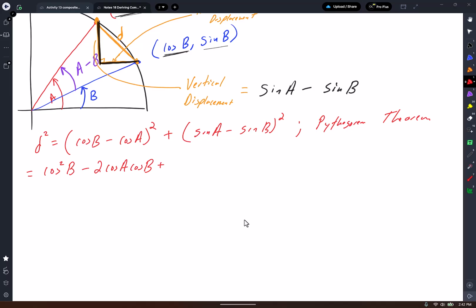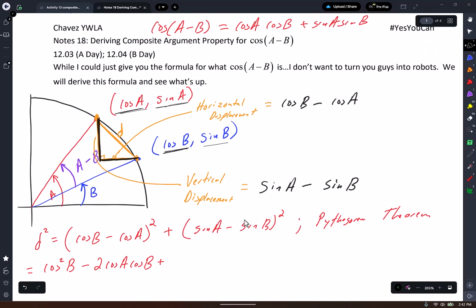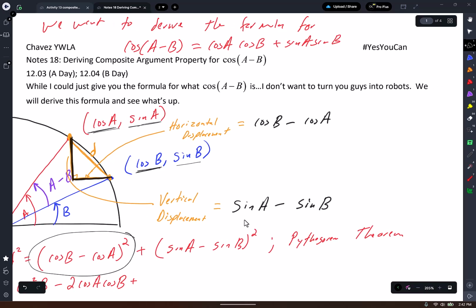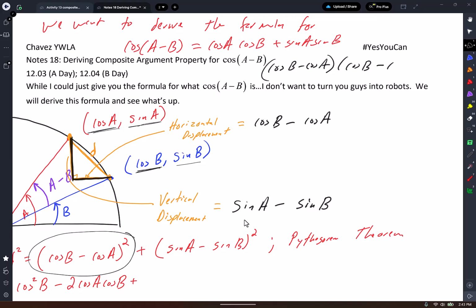Oh, man. Do you guys know what I'm doing? No? Okay. Let's slow down. Guys, all I'm doing is squaring this right here. So where can I write it? Look, all I'm doing is this: cosine B minus cosine A times cosine B minus cosine A.